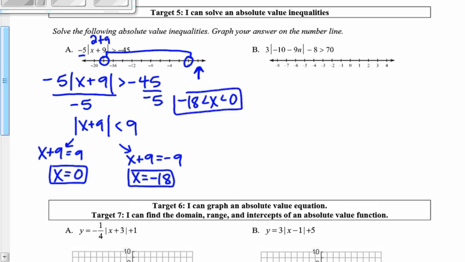And then on the second one, we're going to get those absolute value brackets by themselves again.